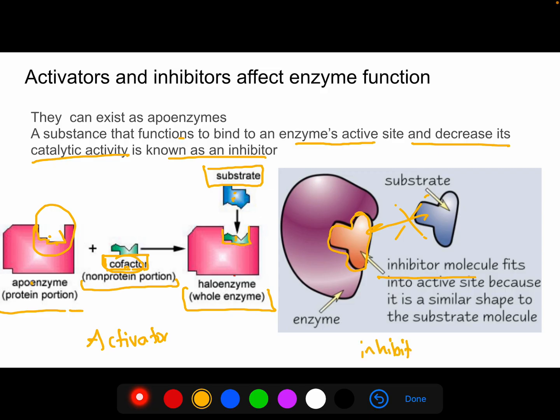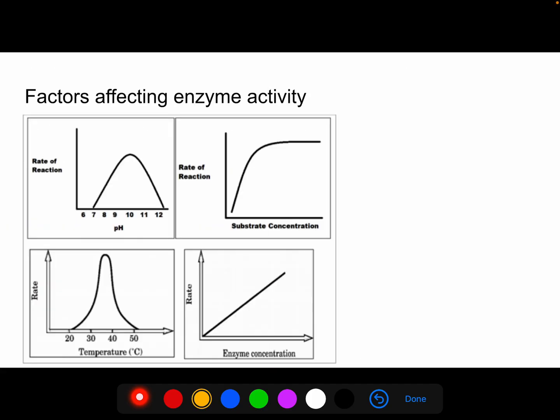We also have inhibitors. What does the inhibitor do? It binds to the enzyme. Now the active site is blocked. The substrate cannot bind to the enzyme anymore. So the reaction is blocked in the case of an inhibitor.